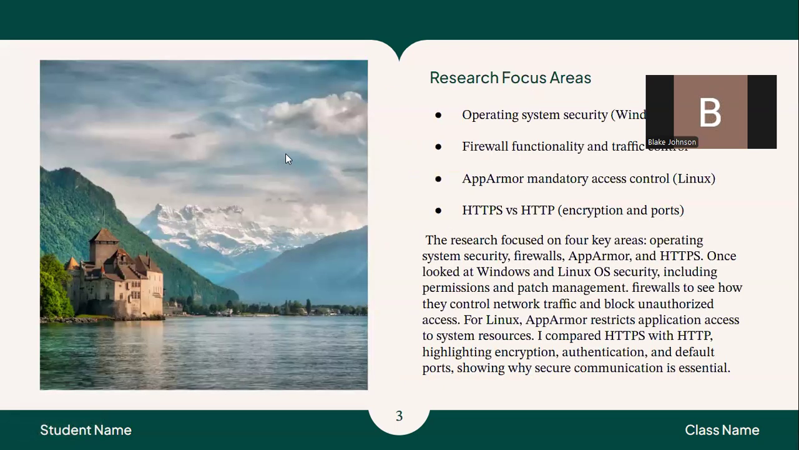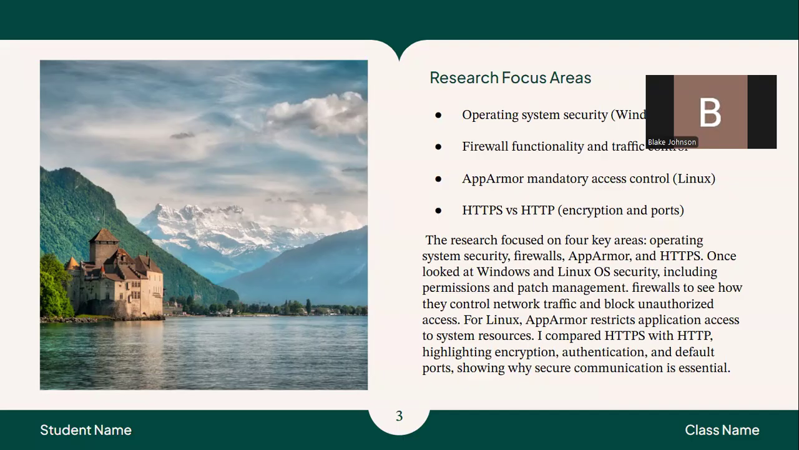The research focus: our research covered four main areas of security. The first area was operating system security for Windows and Linux. We looked at the updates, user permissions, and default settings to find where vulnerabilities may exist. The second area was firewalls. Firewalls help control network traffic and block unauthorized access, which protects servers from outside attacks. The third area was AppArmor, a tool on Linux that limits what programs can do. It prevents programs from accessing files or resources that they shouldn't.